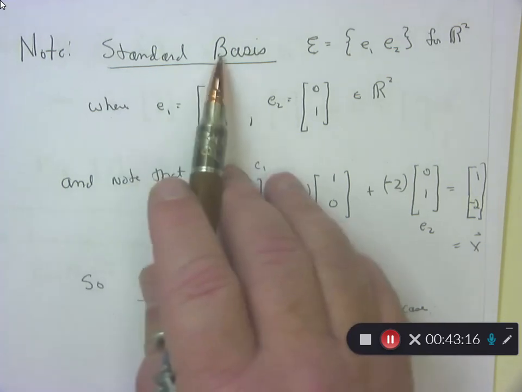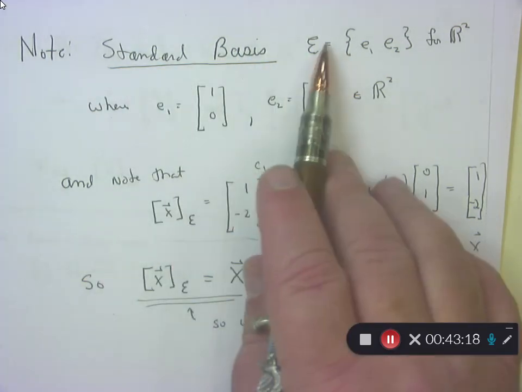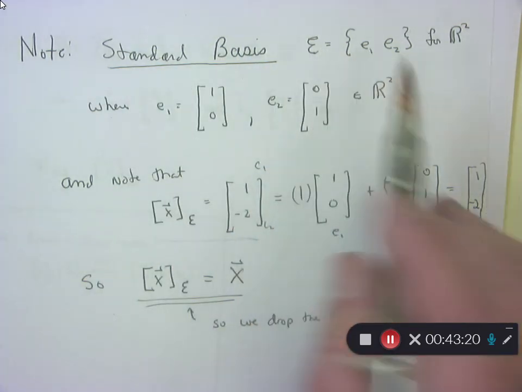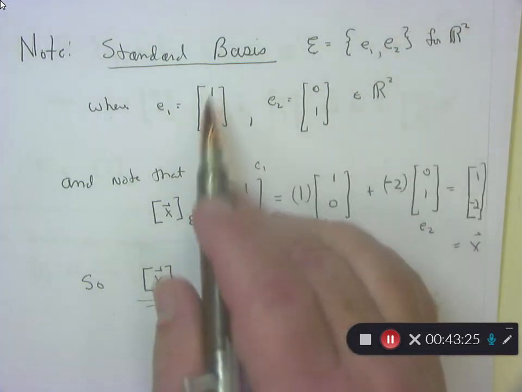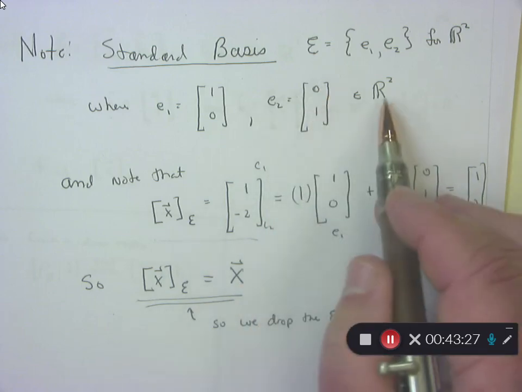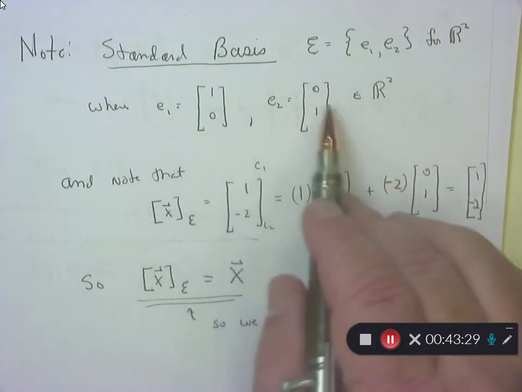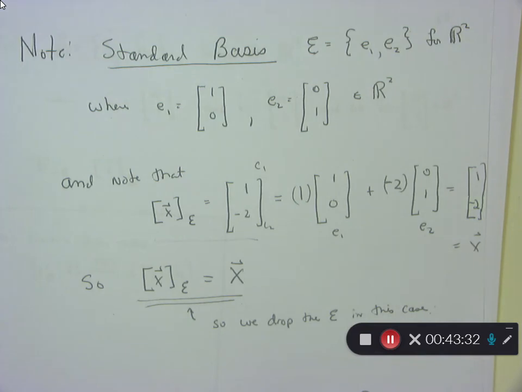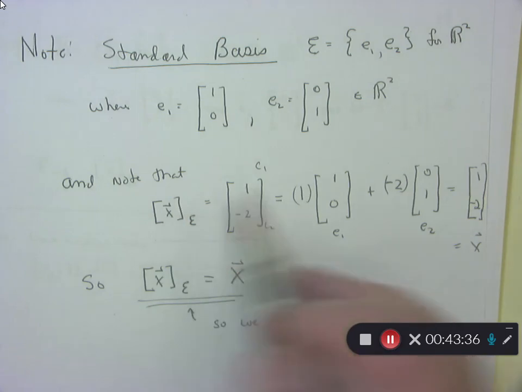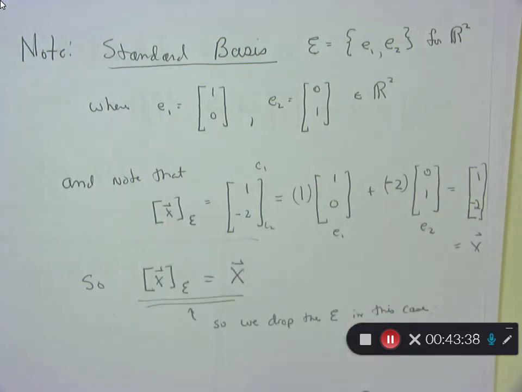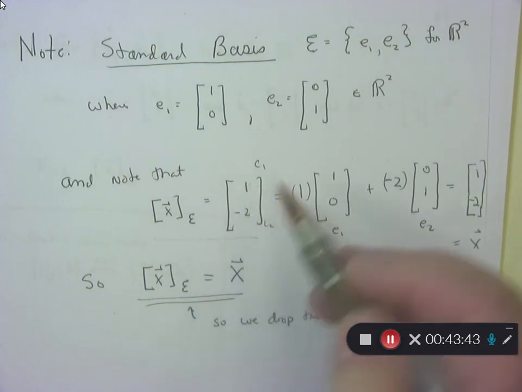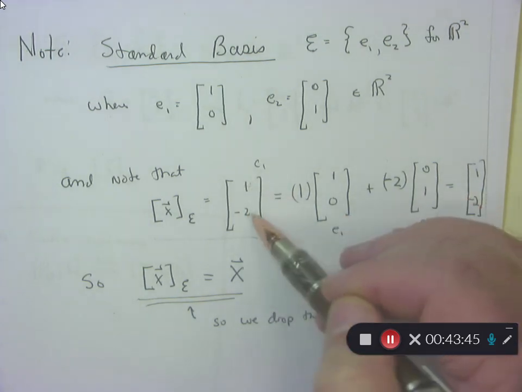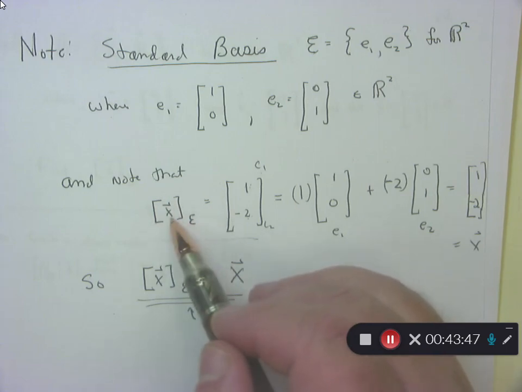All right, note, the standard basis, we'll call it epsilon, which is going to be E1, comma E2 for R2, where E1 would be 1, 0, and E2 would be 0, 1. These are elements of R2. This is your standard basis. So if you write an arbitrary vector, let's say that you have the same thing we did before. I'm going to give you a coordinate vector. There it is, 1, -2. So C1 is 1, C2 is -2. This is your coordinate vector of E.